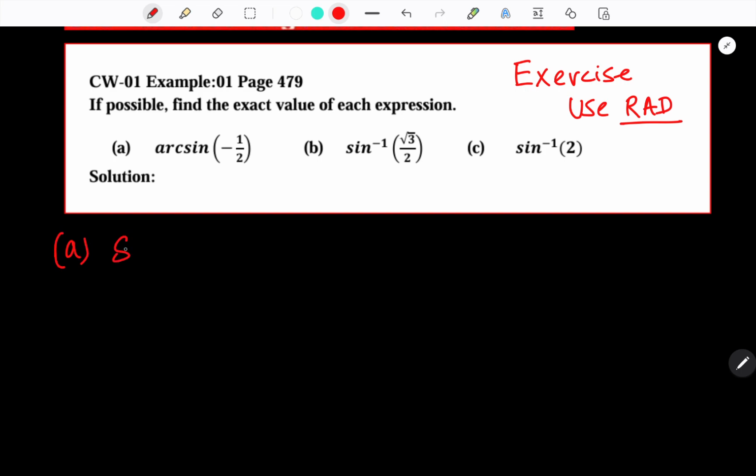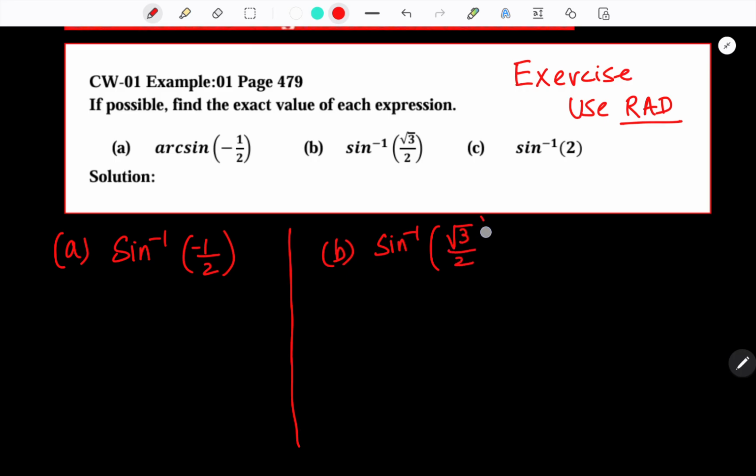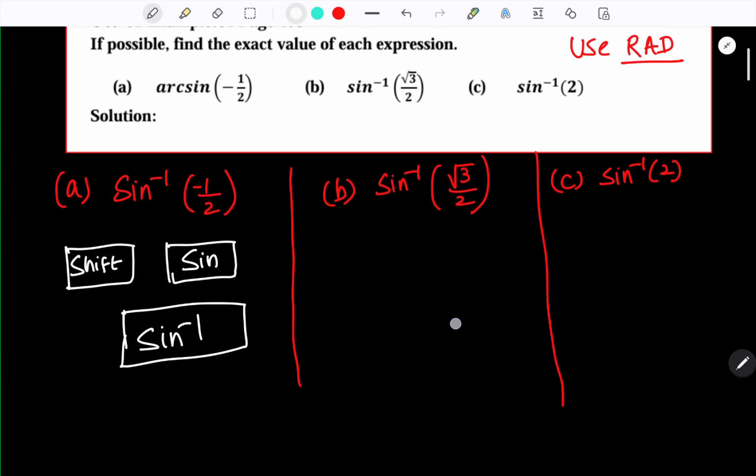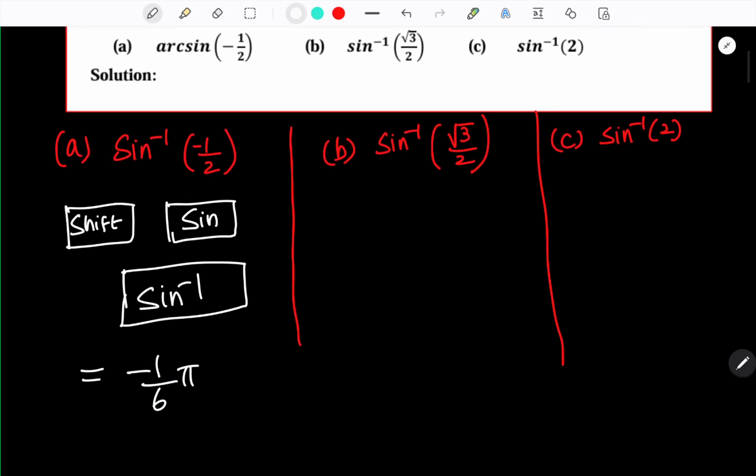The first question, A, is sine inverse of negative 1 by 2. Question B is sine inverse of root 3 by 2. And question C is sine inverse of 2. You can use the calculator directly. To get sine inverse, press shift and then sine. For negative 1 by 2, you will get the answer negative 1 by 6 pi. And for sine inverse of root 3 by 2, you will get 1 by 3 pi.